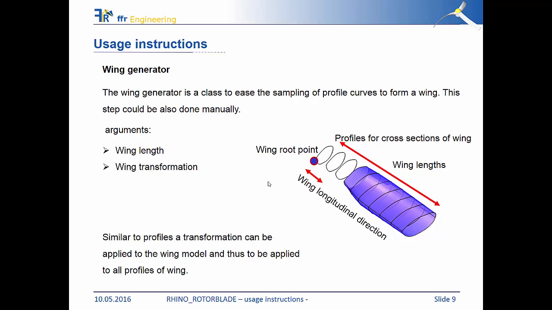Let's jump to the wings. The wings, as I said, consist of cross sections, so they are an assembly of cross sections. There are some basic arguments also for the wing generation, like the wing length and again some wing transformation. Let's have a look at that in a second. But important is that you have such a wing model where you consequently add cross sections after each other, and then of course you can define a wing from those cross sections by sweeping along them to form a surface model.